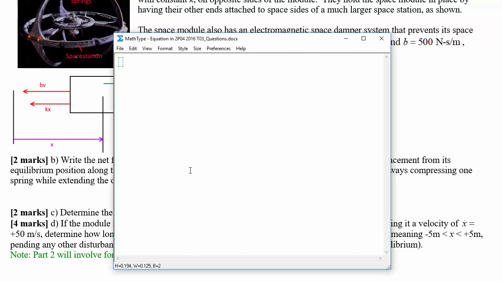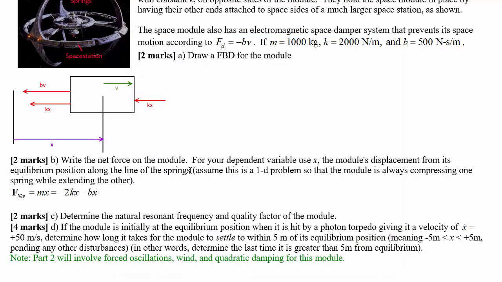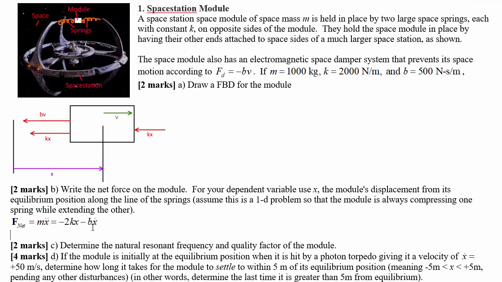Okay, so net force on the module. F net is m x double dot, which is equal to negative 2kx minus b x dot. So the net force is mass times acceleration, and we've got two springs going opposite to the current displacement and a damping associated with the velocity.